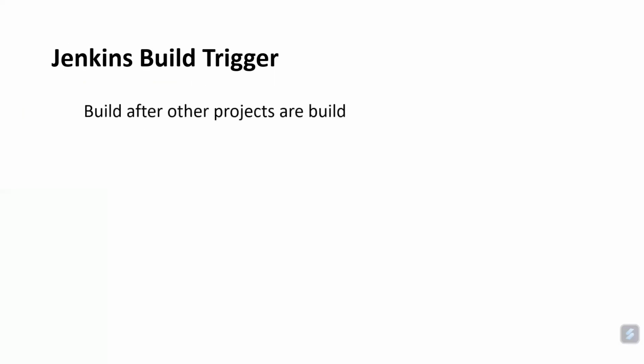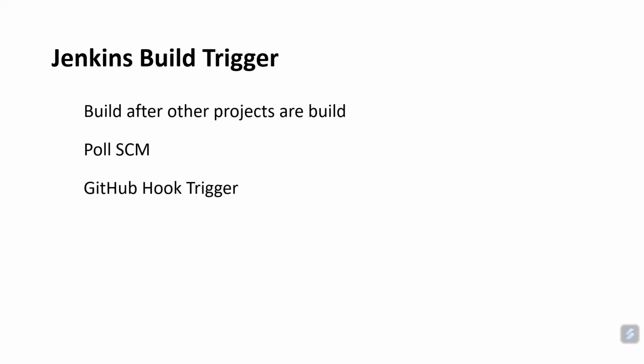First we'll discuss build after other projects are built, then we'll discuss poll SCM, and then we'll discuss the GitHub hook trigger. We'll see each build trigger option, what it is, why we need these options, and in which requirement we have to apply them. So first, let's discuss build after other projects are built.